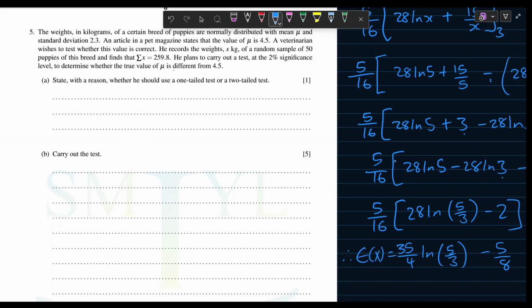So that answer is given by this word. Because we're not testing for a definite decrease or a definite increase, we are just looking for a difference or a change. We don't care which side it is. It means we're going to use a two-tailed test, because we are testing for a difference.